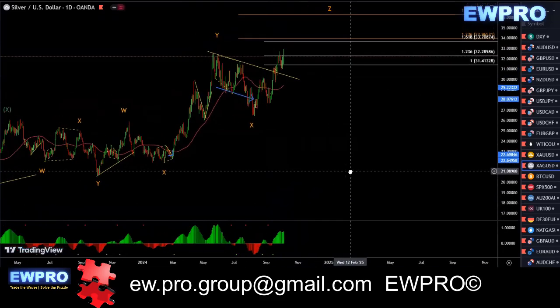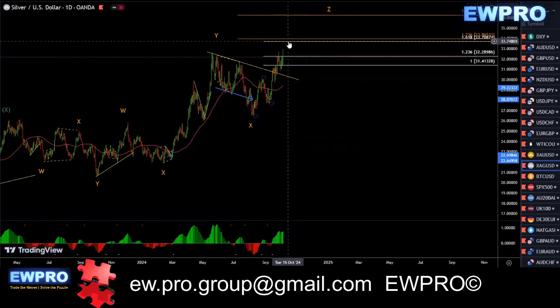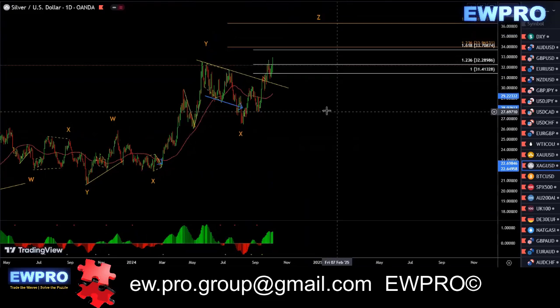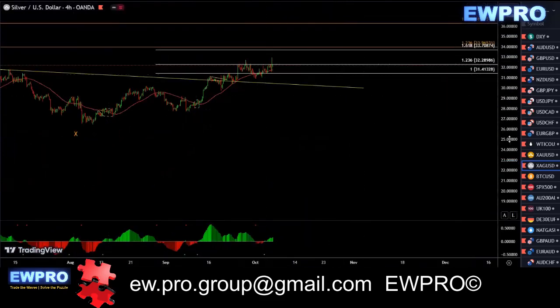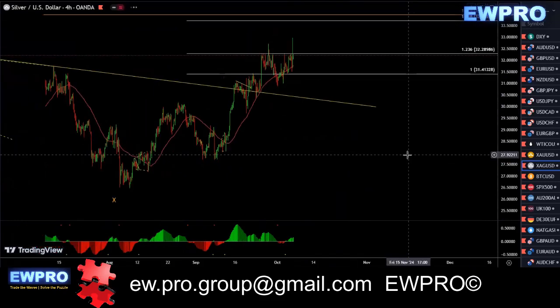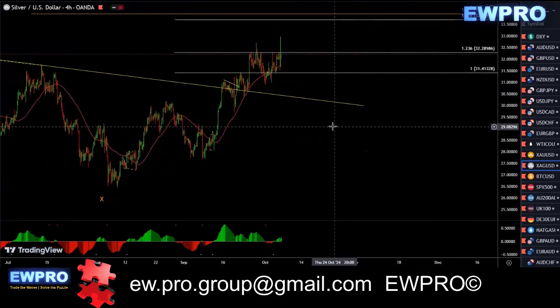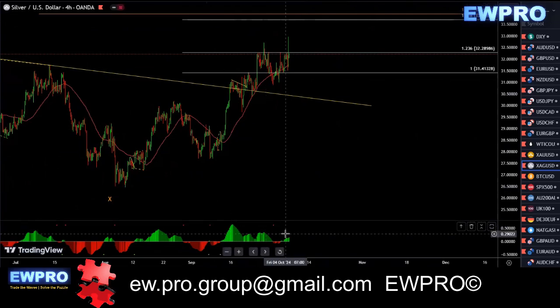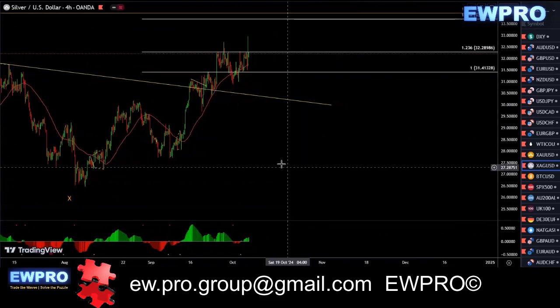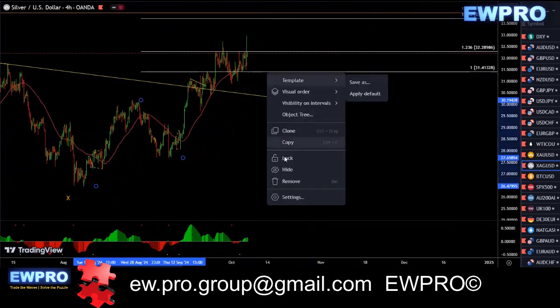Well, if you're not already in it, you don't want to be buying at the end of a wave Z on the daily. And we have that bearish divergence on the daily as well. We're getting bearish divergence here on the H4 as well. So again, I'm not really looking to buy.